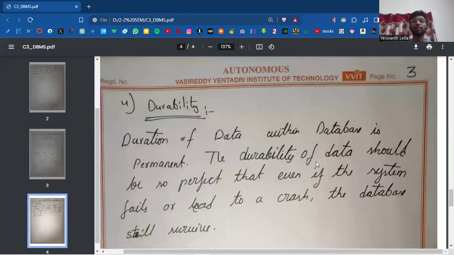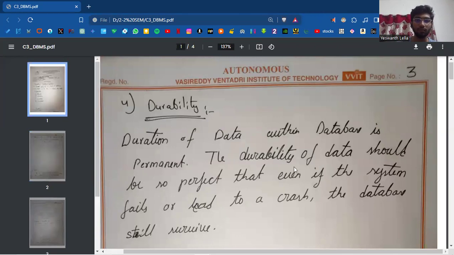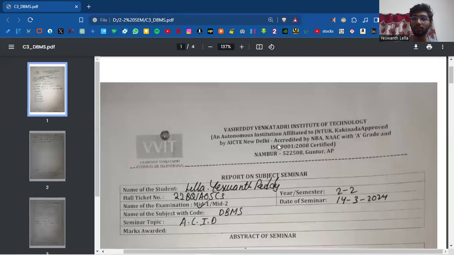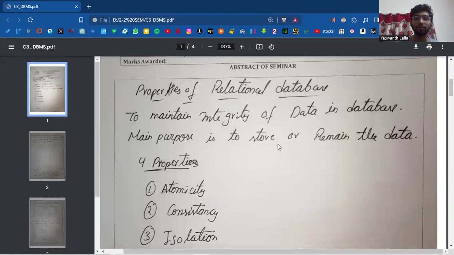So these four properties mainly describe the ACID properties.